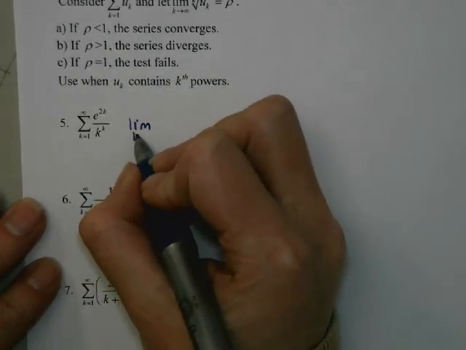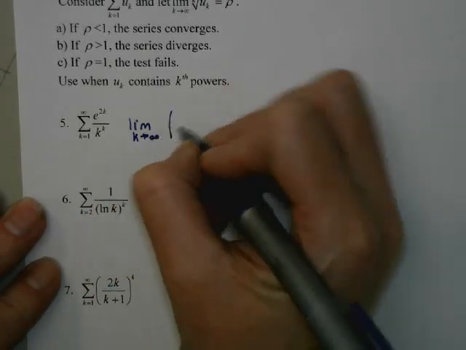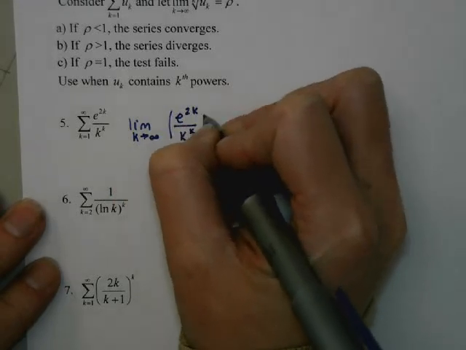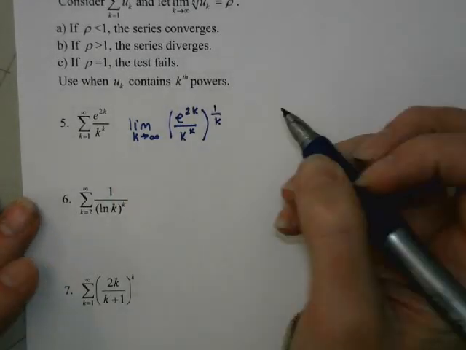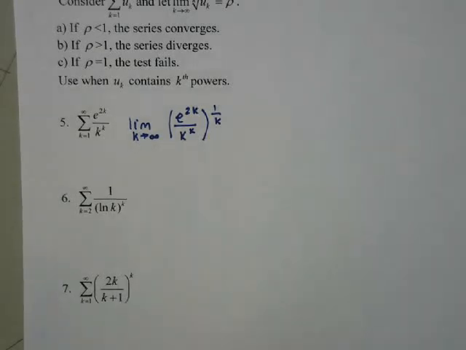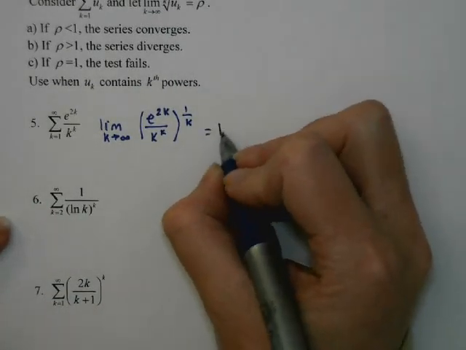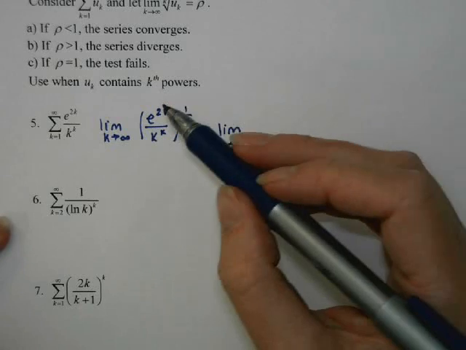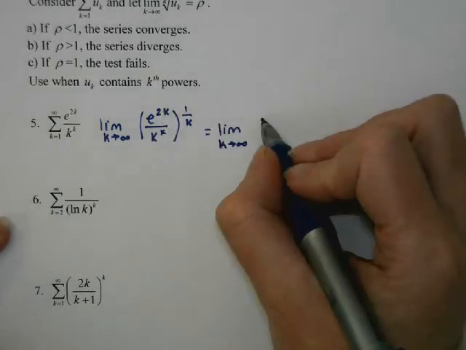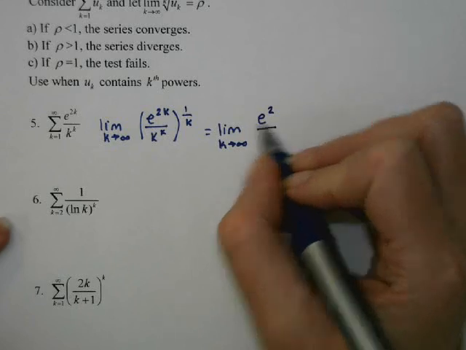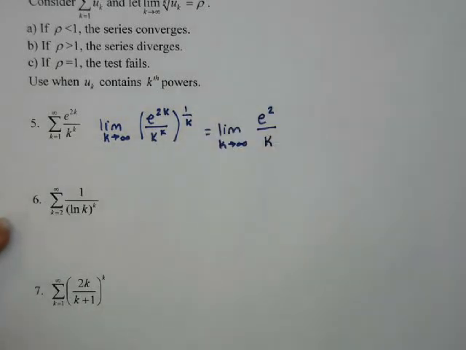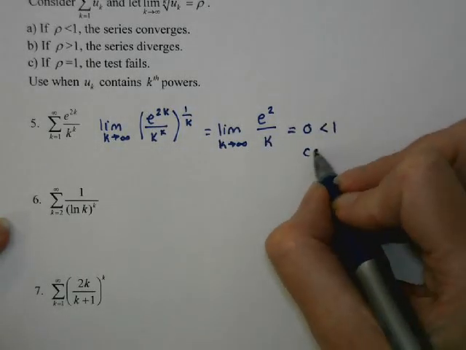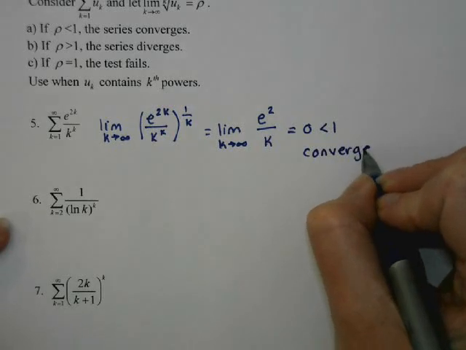So we're going to look at the limit as k goes to infinity of our general term, e to the 2k over k to the k. And rather than writing it as the kth root, I'm just going to write it as to the 1 over k. So if I have e to the 2k to the 1/k, that's just going to be e to the 2. If I have k to the 1/k, that is just k. Well, if we go to infinity, that goes to 0, which is less than 1. So this is convergent.